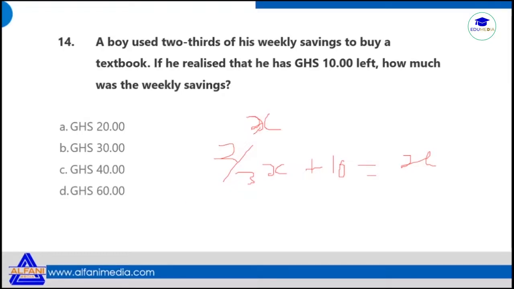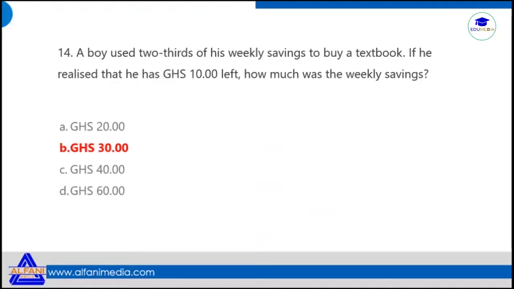So when I do this, multiplying through by 3, I have 2x plus 3 times 10, that is 30, equals 3x. So 30 equals 3x minus 2x, and that will give us x. So our answer here is 30.